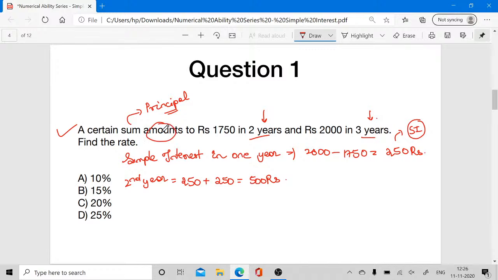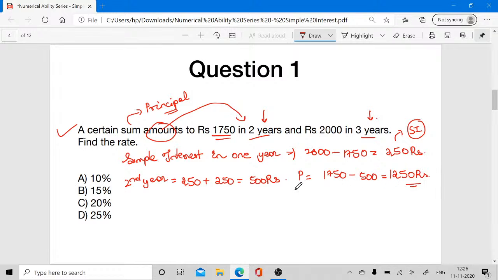I know the amount of the second year. The amount of second year is 1750. तो मेरा principal कितना होगा बाबा, right? Principal कितना होगा 1750 minus 500. So what will be my principal? My principal is 1250 rupees. Yes or no?